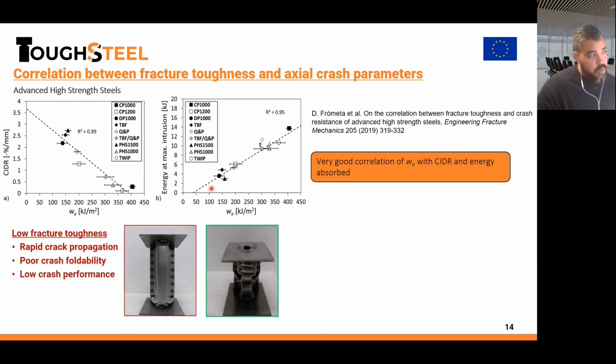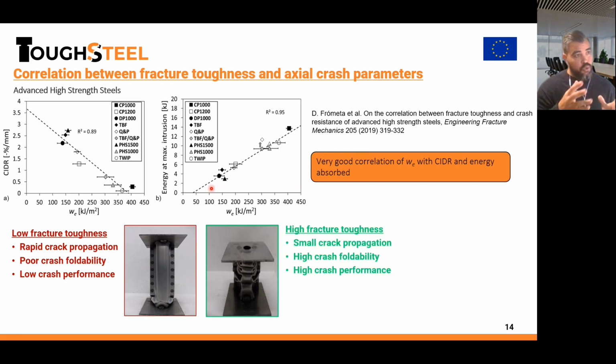So what we could experimentally observe at the sample level is that materials, or just steel grades, with in general low fracture toughness showed a much more rapid crack propagation, which, as I said, affects the foldability. So in general, they showed a poorer crash foldability and a lower crash performance. On the other hand, tougher materials showed slower crack propagation, a better crash foldability and higher crash performance.